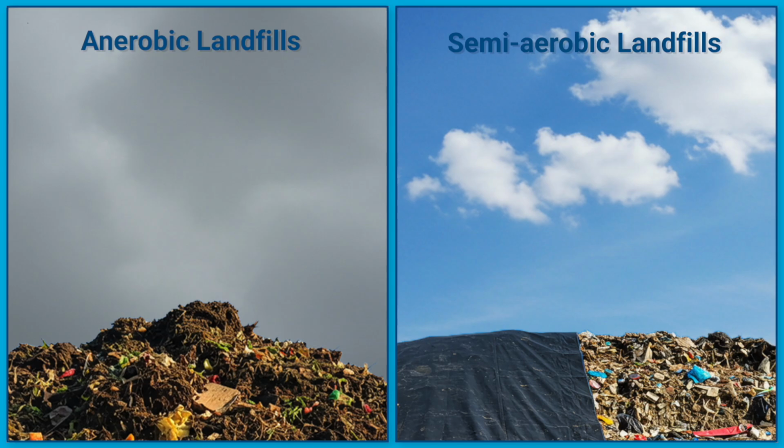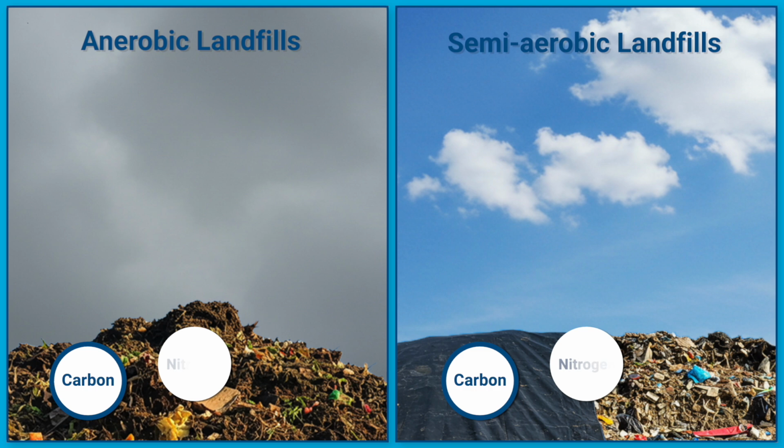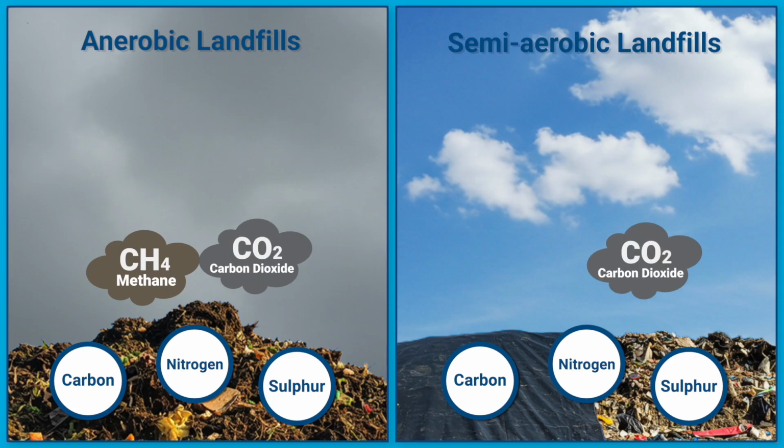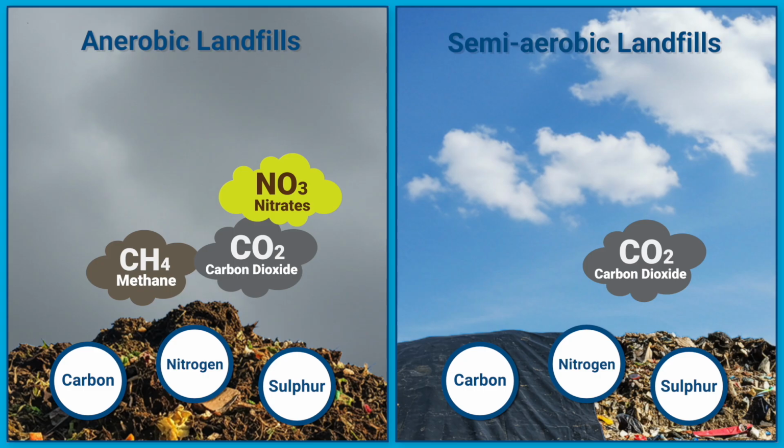Finally, let's look at the key differences between anaerobic and semi-aerobic landfilling. We'll focus on the typical chemicals generated from waste elements, such as carbon, nitrogen, and sulfur. For carbon, anaerobic conditions produce methane, a potent greenhouse gas. Aerobic and semi-aerobic conditions mainly generate carbon dioxide, which is less harmful in terms of global warming potential. In the case of nitrogen, anaerobic landfills lead to the formation of nitrates. Aerobic and semi-aerobic conditions result in ammonia, which can pose different environmental challenges, such as eutrophication risks.